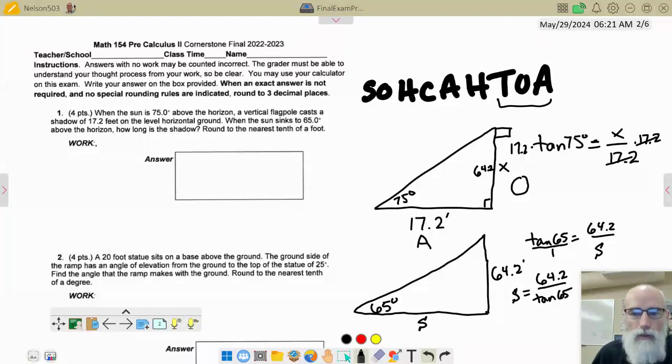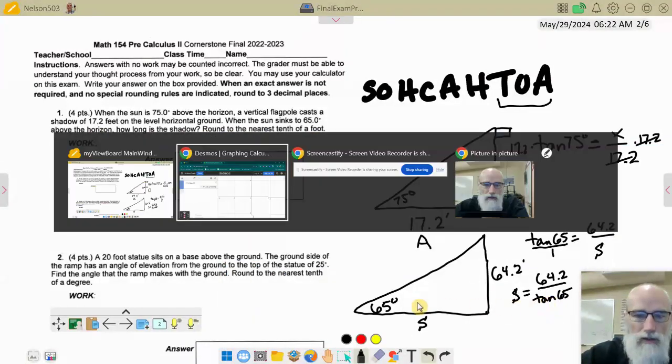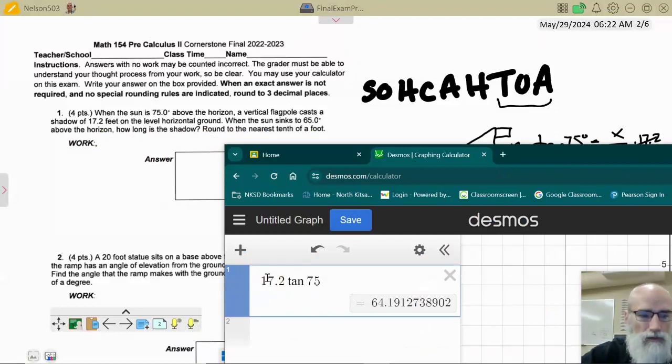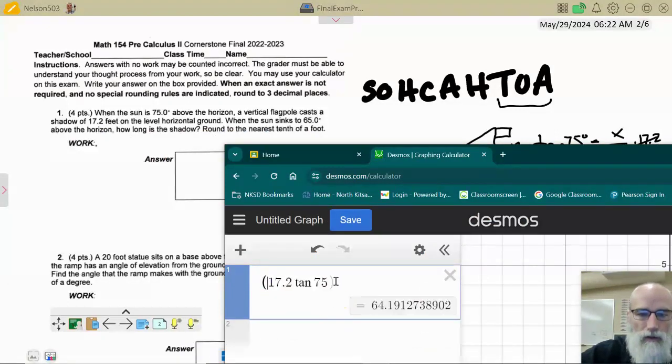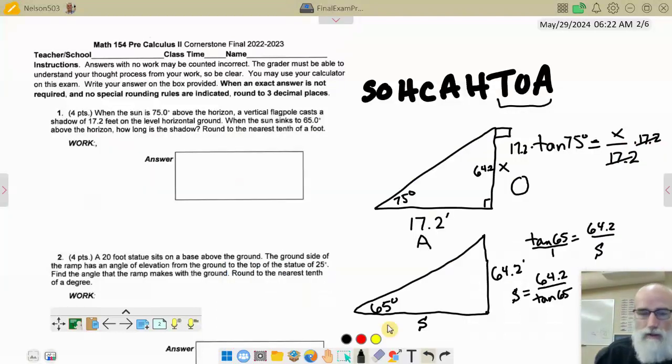So we want 64.2 divided by tangent 65, and I really want that answer right there. So what did we say? We're going to divide it by tangent 65. I just put parentheses around this because this is my answer from above, and then tangent 65 right there. And excuse me, the shadow is 29.9 feet long. So I would put 29.9 feet right in here.